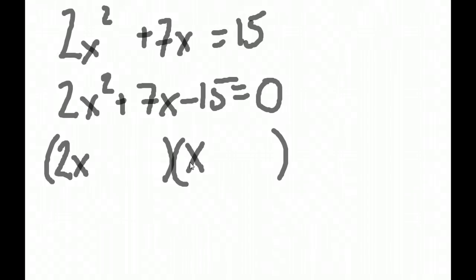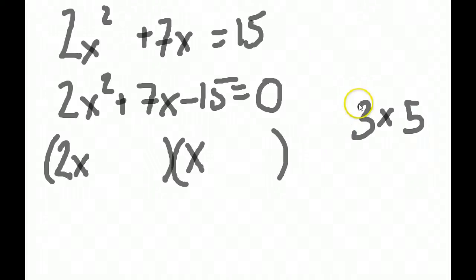And now we need to ask ourselves, what are the factors of 15, of negative 15, that we can use so we end up with a middle term of 7x when we FOIL it back out? So what are the factors of negative 15? 3 times, well, no, that doesn't work. Yeah, 3 times 5, right? Or one of them has to have a negative. And then 1 times 15. Those are the factors.